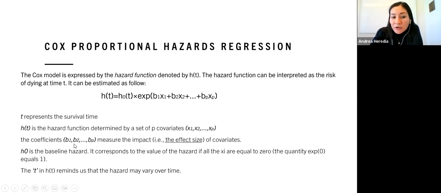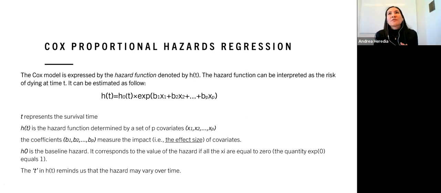Our coefficients, or our betas, measure the impact, the effect size of these covariates. h0 is the baseline hazard. And it corresponds to the value of the hazard if all of the covariates are equal to 0. And again, the t in h(t) reminds us that the hazard may vary over time.